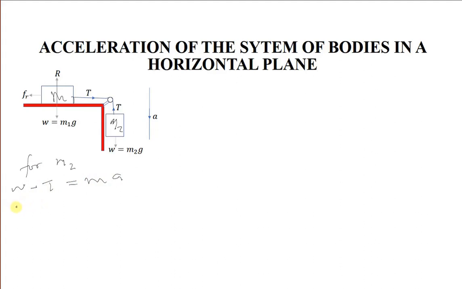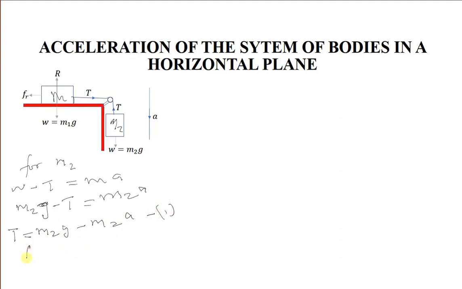So what do we have there? We have M2G, which is the weight, minus the tension, equals M2A, the resultant force. If you make the tension the subject of the formula, we are going to have T equals M2G minus M2A. Let's call this equation 1.